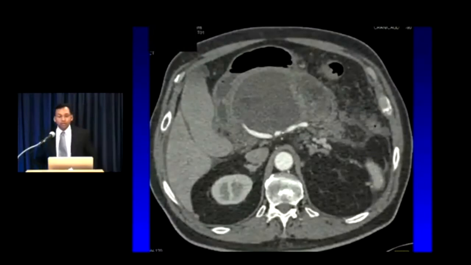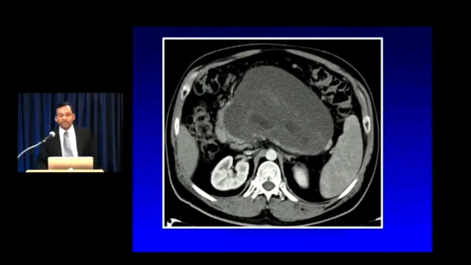Here's an example of walled-off necrosis. Notice the pancreatic head and neck are gone. There's a slightly inhomogeneous collection replacing the pancreatic parenchyma. This has been around for a while. Notice that it's got a well-defined wall. This is walled-off necrosis. Here's another example. This is a collection that's been around for a while. Notice the inhomogeneity, the internal debris, maybe even internal blood products.